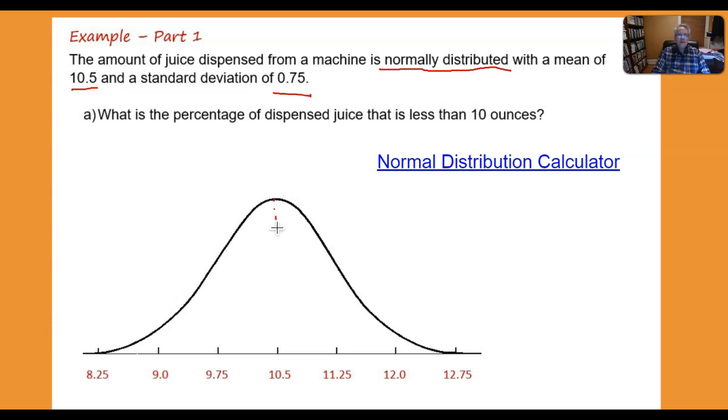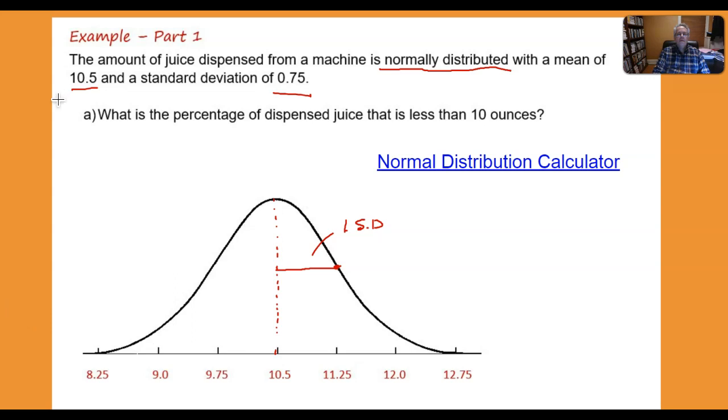It's centered around the mean, 10.5, and we can see the standard deviation also. It's what these tick marks are going up by. So about right here, above the first tick mark on the right of the mean, this distance in a normal curve is 1 standard deviation. So we see that the x-axis is marked off in standard deviations, and the curve is above it.